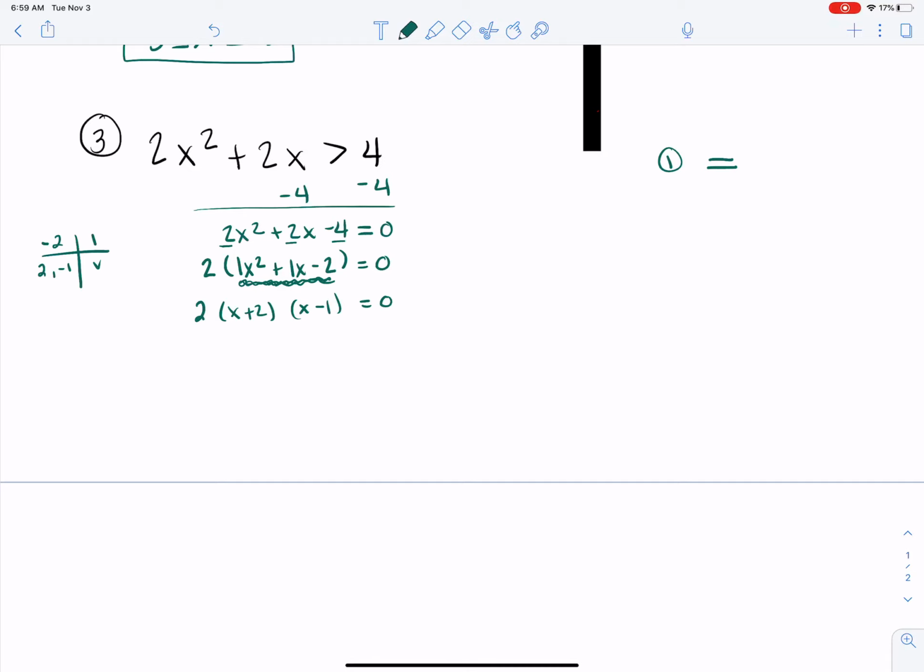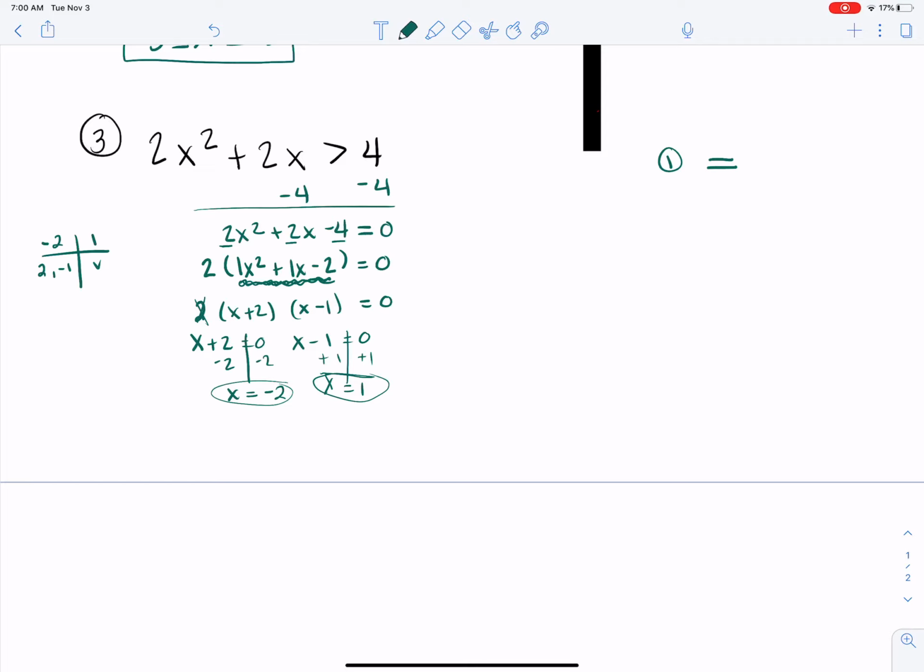Okay, now when I find the actual answers, I can forget about the 2 because I can't set it equal to 0 and solve. But I can say x plus 2 equals 0 and x minus 1 equals 0. So now solve those. x equals negative 2. And x equals 1.